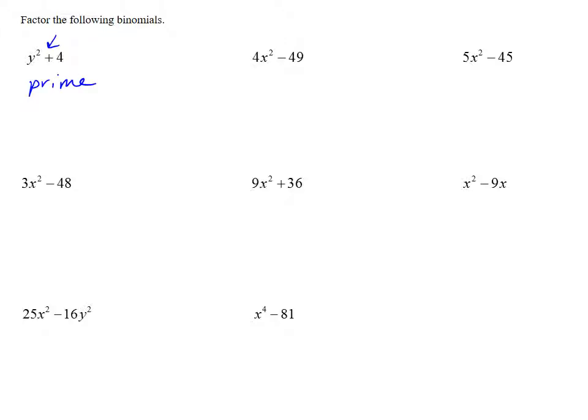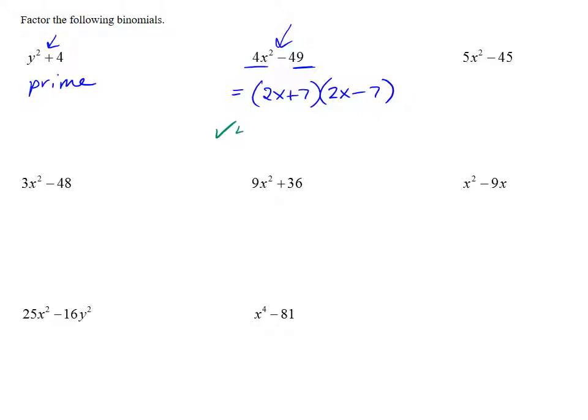In my next example, 4x squared is a square, 49 is also a square, and it's a minus, so this should factor 2x times 2x, so I'm square rooting the 4x squared. 49 is 7 times 7, and I need one of each sign, a positive and a negative. Since it did factor, we should always check.